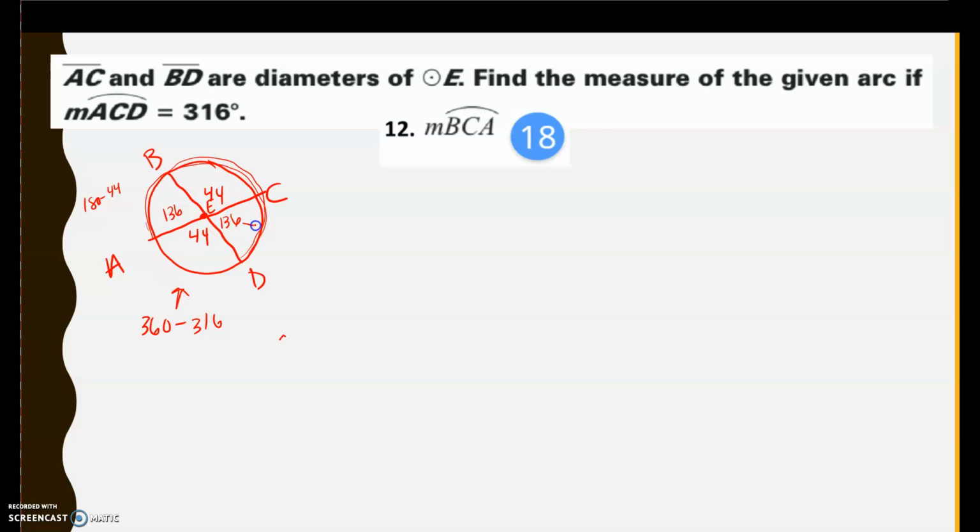Again, the arcs are the exact same as the central angles. So CD has a measure of 136, arc BC has a measure of 44, and so on. My question is asking to find the value of arc BCA. BCA is this guy right here. BCA, you have to go in that order, starting from B, going through C, ending at A. So it's everything except my 136. So I'm going to take 360, and I'm going to subtract 136, which leaves me with the measure of 224.